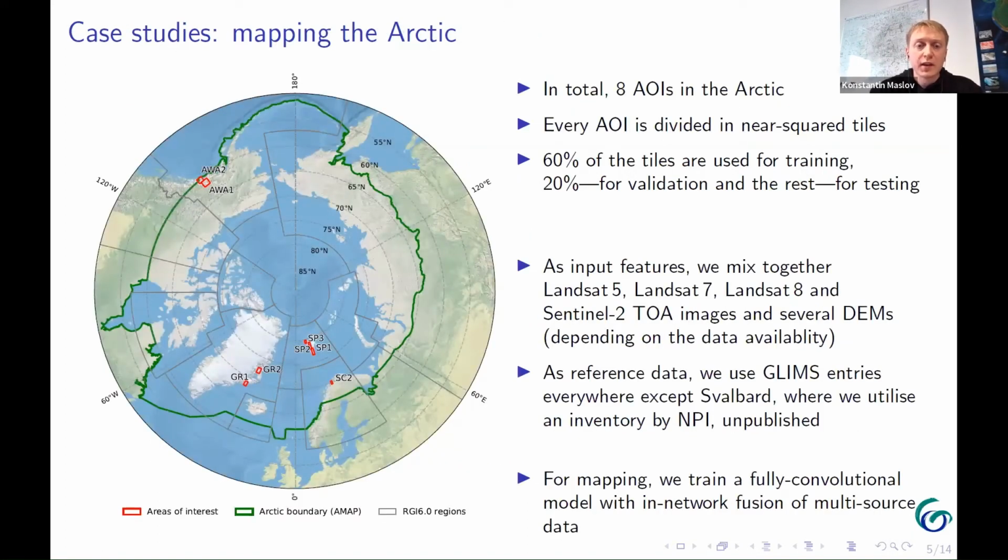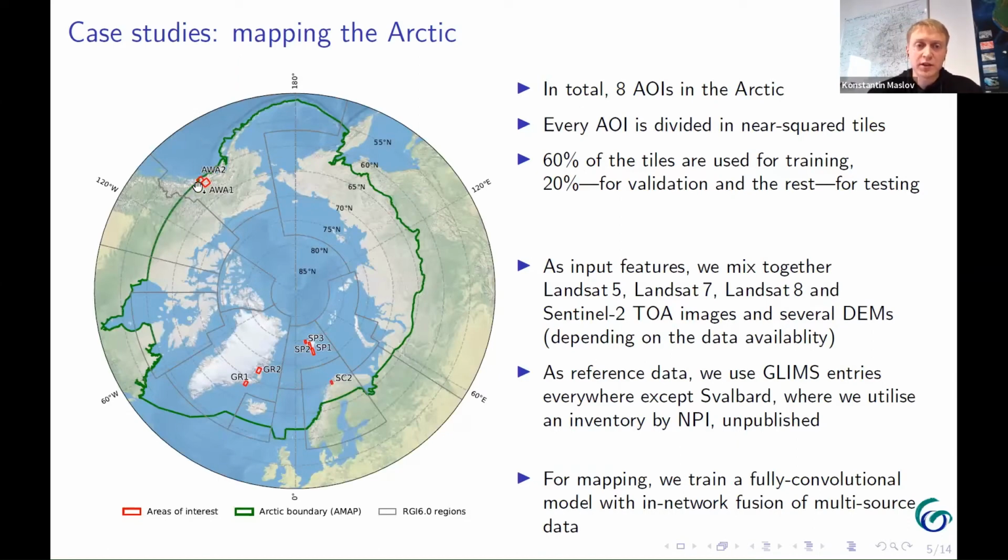So for the Arctic, we selected 8 areas of interest based on the availability of reference data in GLIMS and other inventories that we could access. And every area of interest was divided into square tiles, and we selected some tiles for training the model, some tiles for validation, and the rest for testing. In this case, for input data, we use multi-source data. It's a mix of different optical platforms. For example, for Alaska, we used mainly Landsat 5 data. For Greenland, it was Landsat 7. For Spitsbergen, it was Sentinel-2. And for Scandinavia, it was Landsat 8 data.